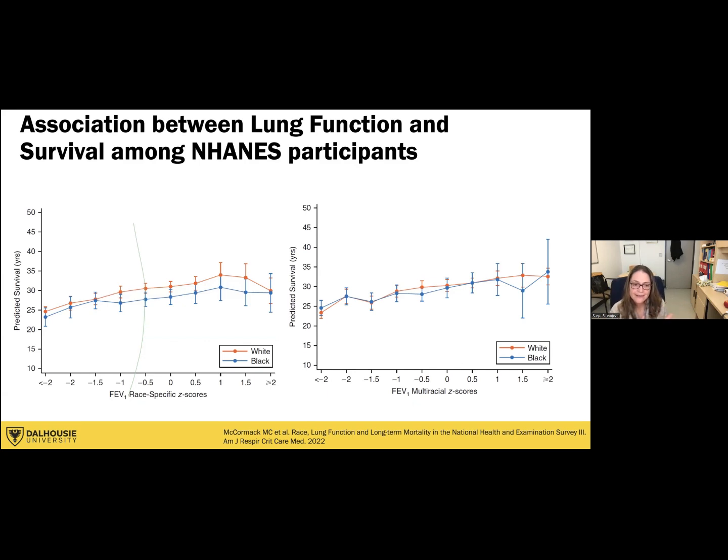When we apply ethnic-specific equations, we see the predicted survival is higher for white individuals than Black individuals. When we apply race-neutral equations, for the same level of measured lung function, the probability of surviving is the same for a Black or white individual. So we were underestimating the risk of mortality in Black individuals when we used race-specific equations. And I know many of you are thinking, but we don't use lung function to predict mortality.